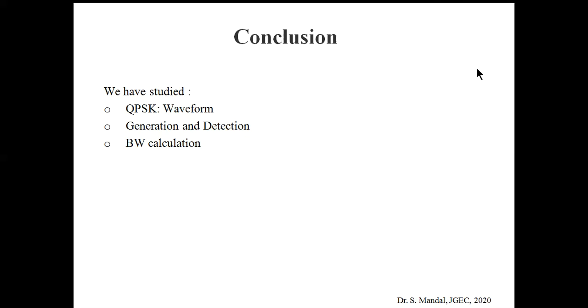And after that we also observed the QPSK modulator and demodulator part, and at the end we found that the bandwidth is Fb, which is better than the conventional binary phase shift keying.